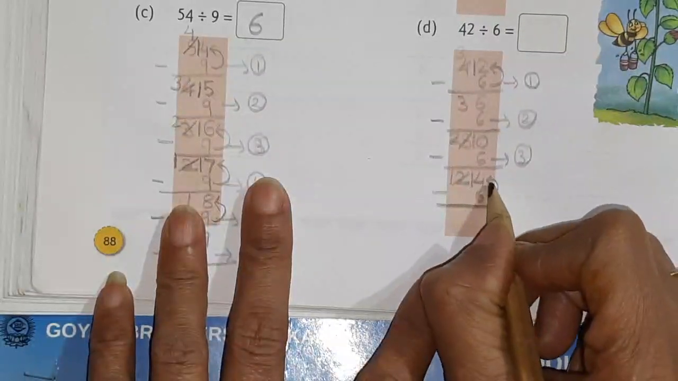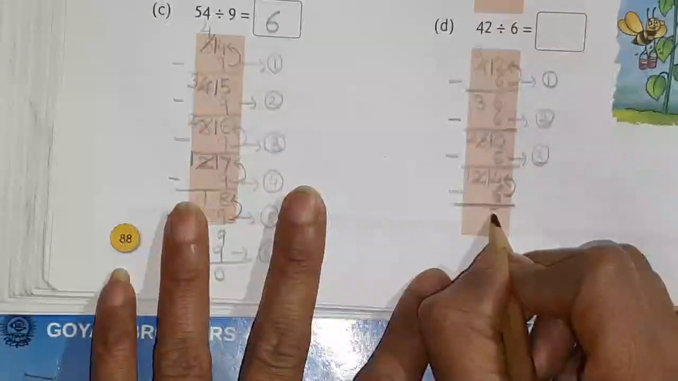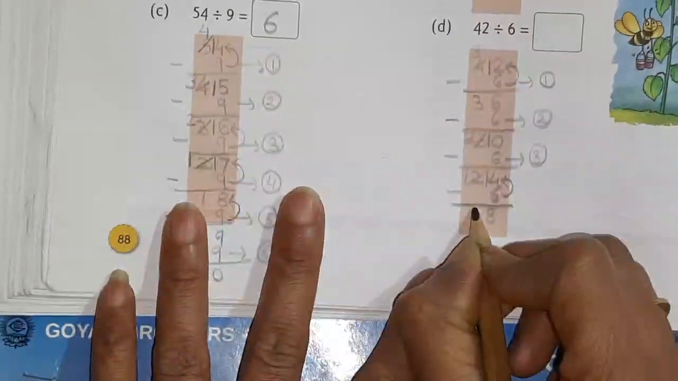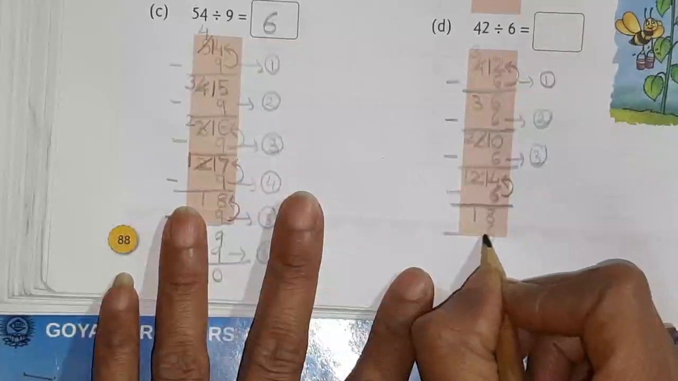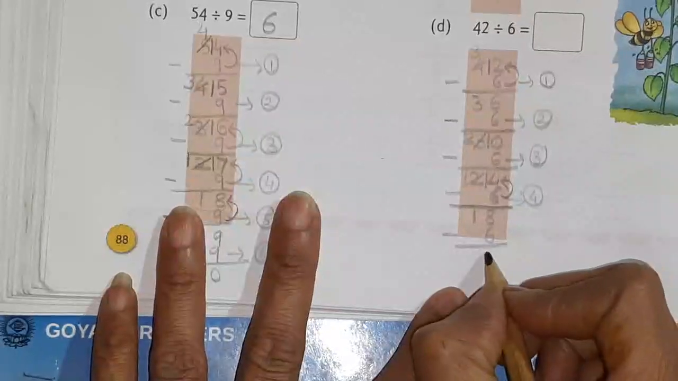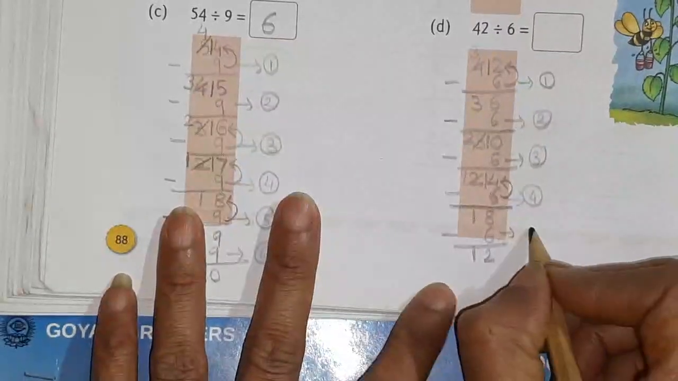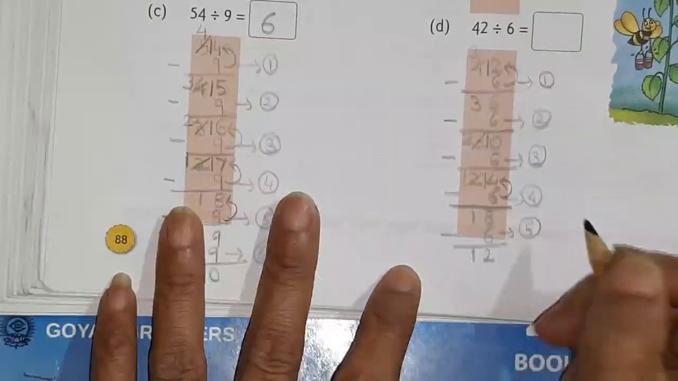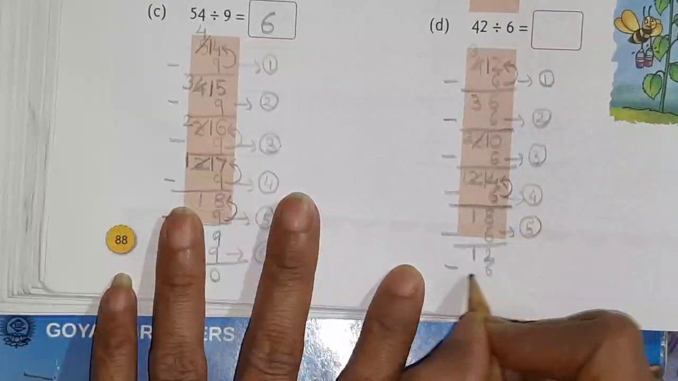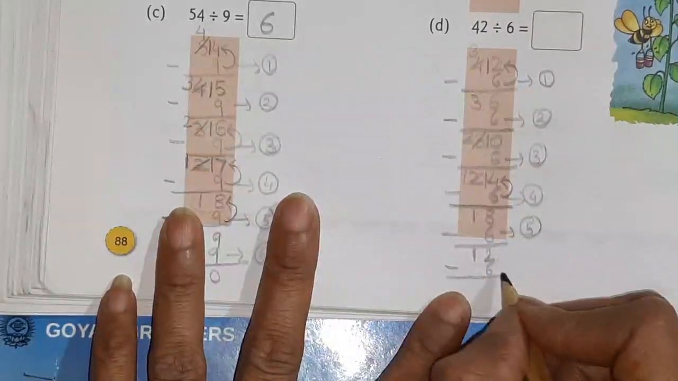Count 6 after, till 14. Our answer is 8. 1 will come down as it is. Cut 6. This is our fourth time subtraction. 8 minus 6, 2. 1 will come down as it is. This is your fifth time. Now cut 6 again. 2 minus 6, not possible. So we are taking the whole 12.